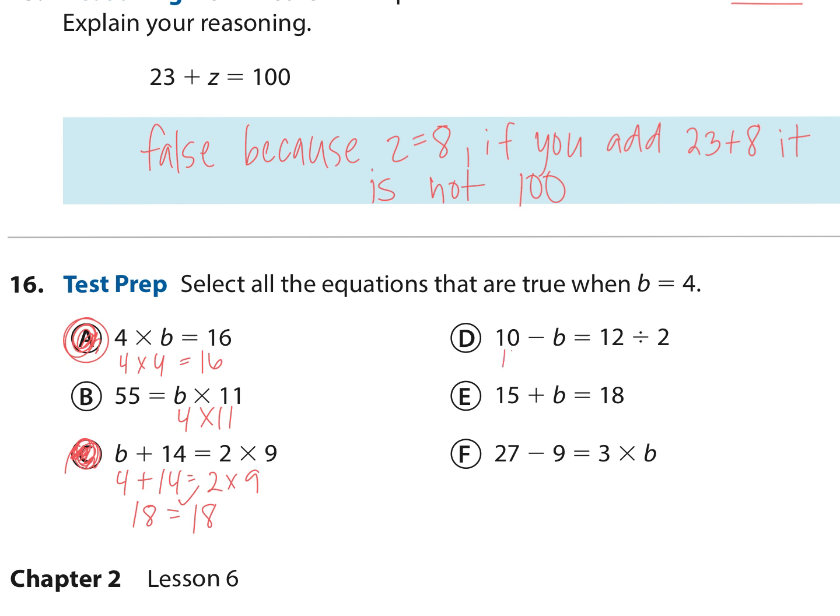Okay, what about if I did 10 minus 4? Does it equal the same thing as 12 divided by 2? Yeah, because what is 10 minus 4? 6. And 12 divided by 2 is also 6. So this one is another one. And then 15 plus 4 equals 18? No. It would be 19. And then 27 minus 9 is equal to 3 times 4. I know 3 times 4 is 12. What's 27 minus 9? 18. Is it 16?